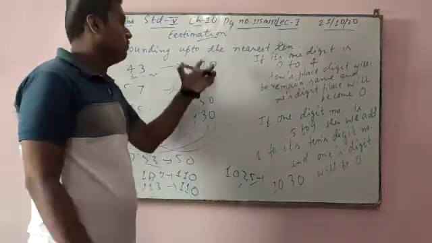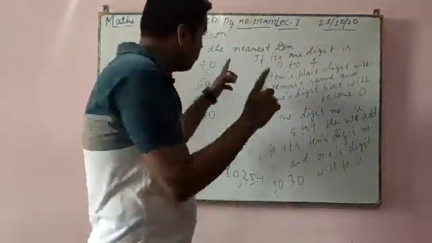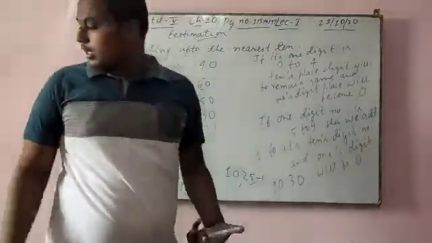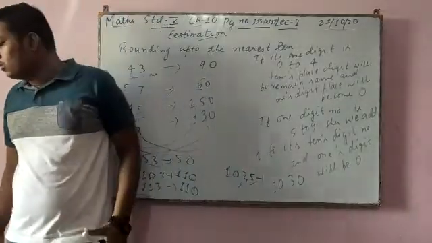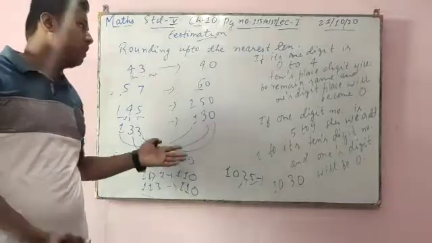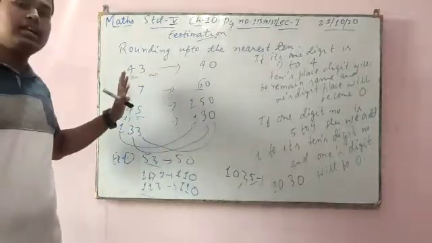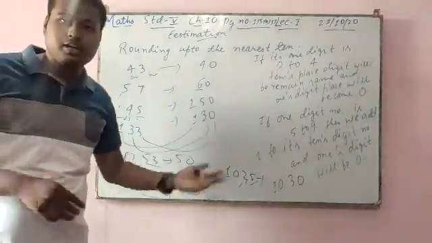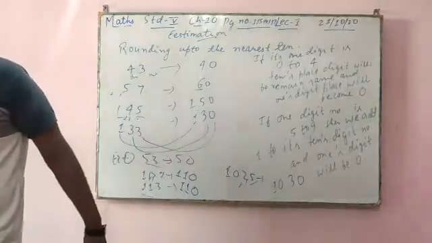You keep in mind when the number is nearest to the 10. In lecture number 2, I will go through rounding to the nearest 100. There will be a different method. Here we calculate in 10s, and maybe in 100s there will be a different method. So we will meet in lecture number 2.